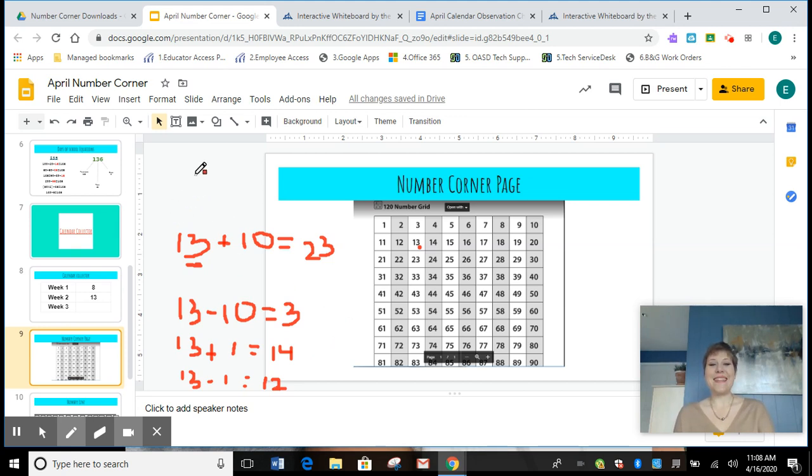First graders, you will find this as a number corner activity on Seesaw, and that is your big math assignment today.